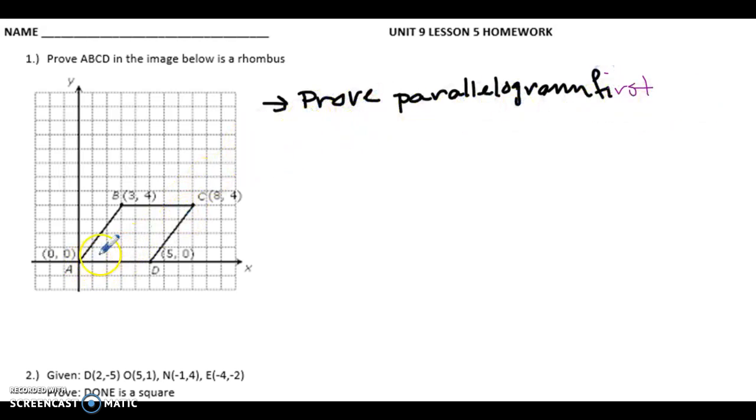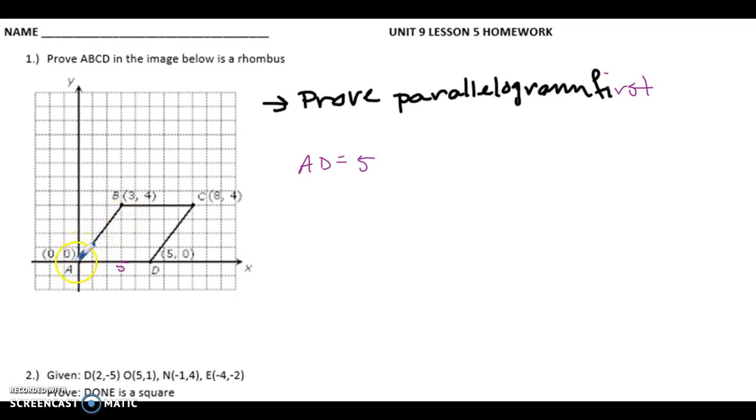The next thing I need to do to prove that it's a rhombus is to show that consecutive sides are congruent. And so I'm just going to, let's say, find the length of side AD. Well, since AD is a horizontal line, I can just count 1, 2, 3, 4, 5. The length of AD is 5. And then I want to find a consecutive side, so either AB or DC. I'm going to go with AB.